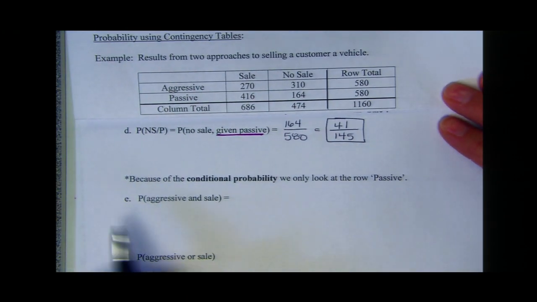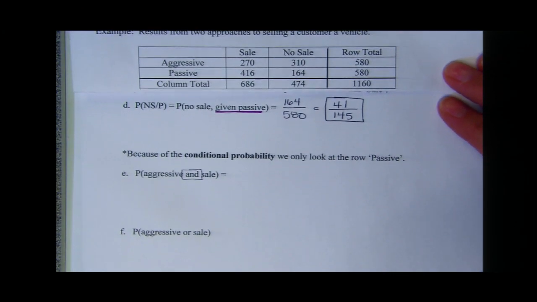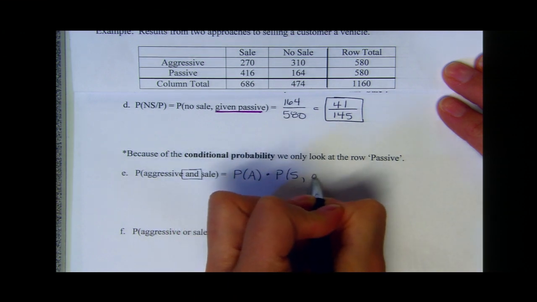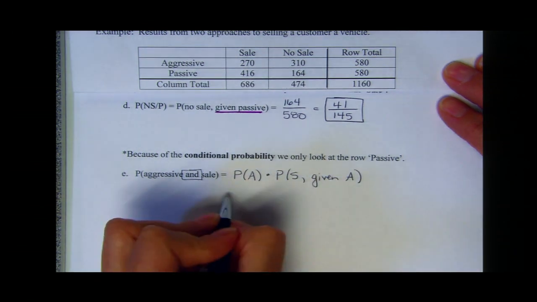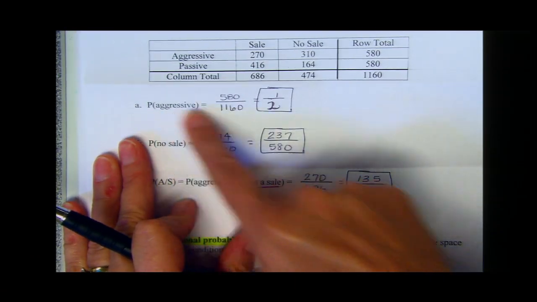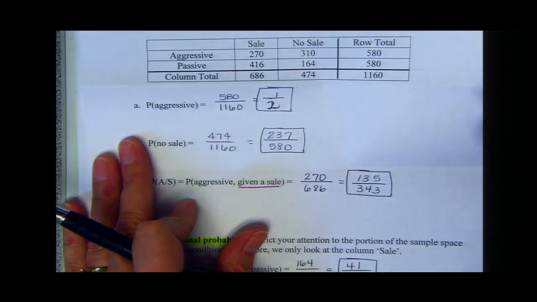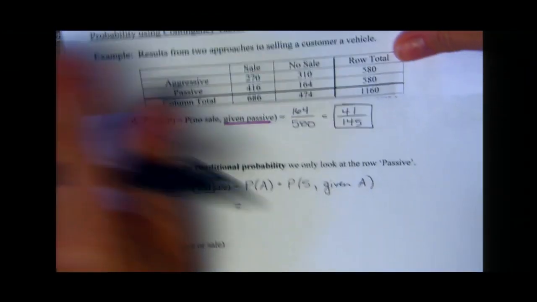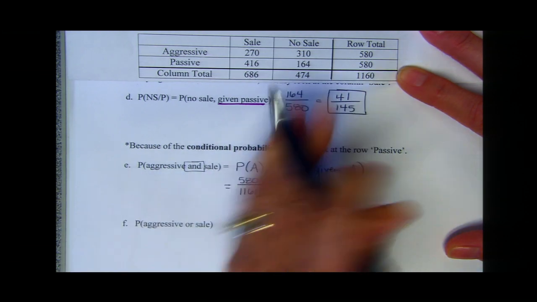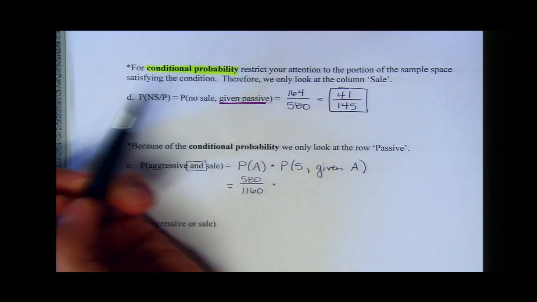All right. Now we're going to look at aggressive and sale. So if we go back to our multiplication rule, that would be the probability of aggressive times the probability of sale given they were approached aggressively. Now if you look up the probability of aggressive, we calculated that in part A. It did reduce to 1/2. I'm going to leave it in unsimplified form yet, and I'll show you why in a little bit. So 580 over 1160 times, now in part D we did no sale given passive. Let's see, we did aggressive given sale. So we have not done this one yet.